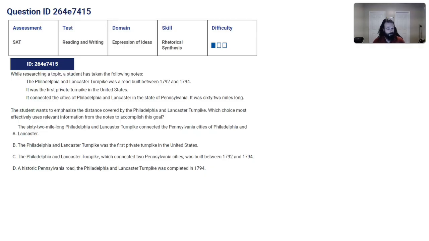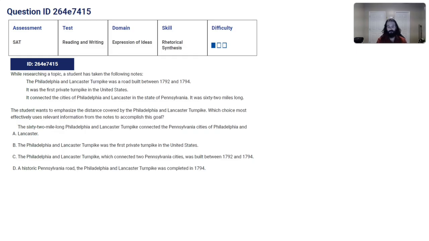Without further ado, let's take a look at a couple of examples of these rhetorical synthesis questions, which basically are going to ask us to read some notes and then do something relative to those notes. So let's take a look at this first one. These questions are peeled directly from the SAT Suite Question Bank, which is publicly available to anyone to use. You can sort by difficulty level, you can sort by question type, and so on and so forth.